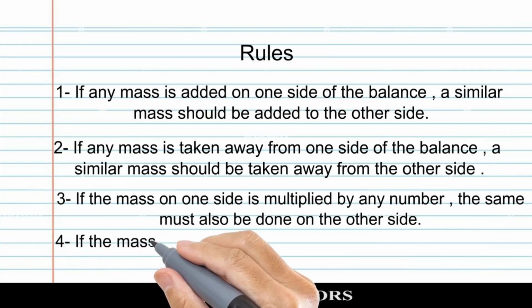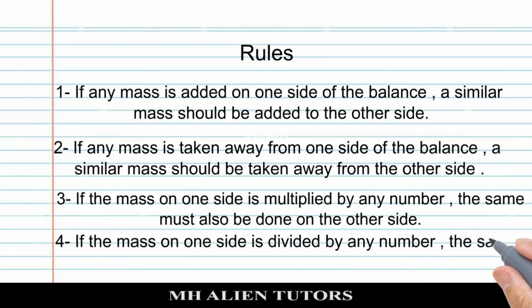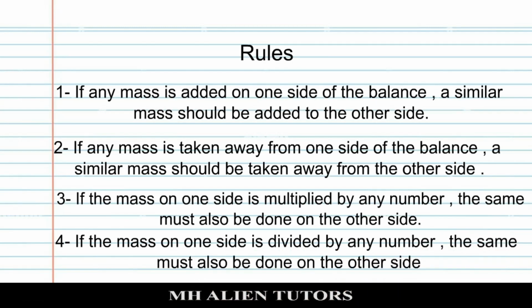Rule number 4, if the mass on one side is divided by any number, the same must also be done on the other side. If we divide on one side and don't divide on the other side, then the equation will not be balanced. And we know that algebraic equations are balanced equations.